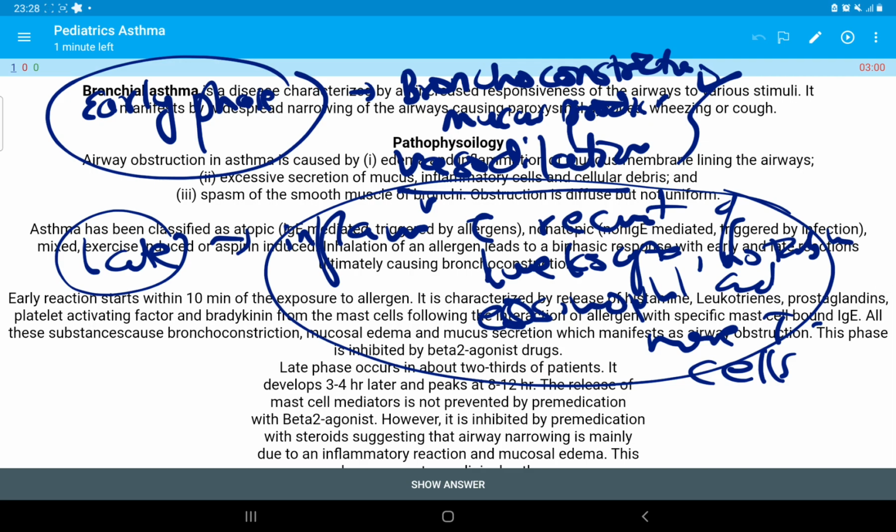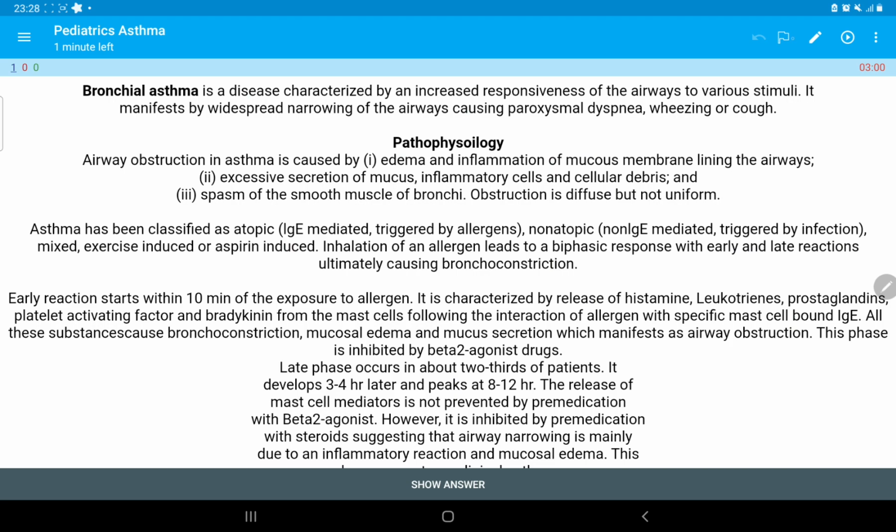So let us define bronchial asthma lastly. Bronchial asthma is a disease characterized by increased responsiveness of the airways to various stimuli. The causative agent and that pathophysiology cause responsiveness of the airways to various stimuli. It manifests by widespread narrowing of the airways, causing paroxysmal dyspnea, wheezing, or cough.